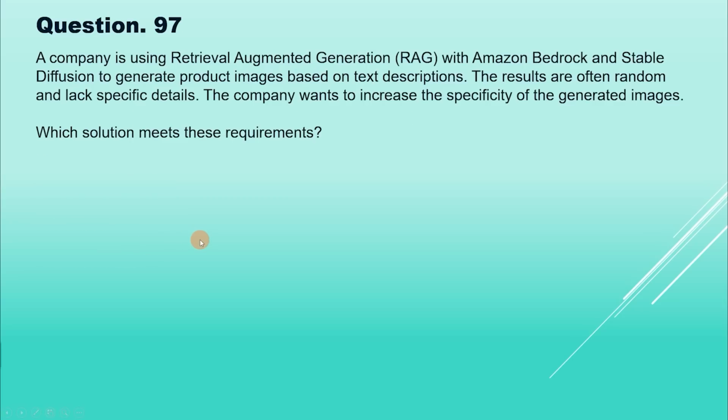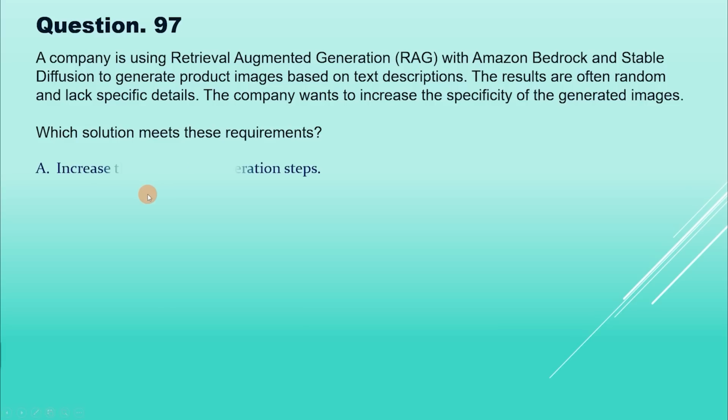Now question number 97. A company is using retrieval augmented generation, RAG, with Amazon Bedrock and a stable diffusion model to generate product images based on text descriptions. The results are often random and lack specific details. The company wants to increase the specificity of the generated image. Which solution meets these requirements?